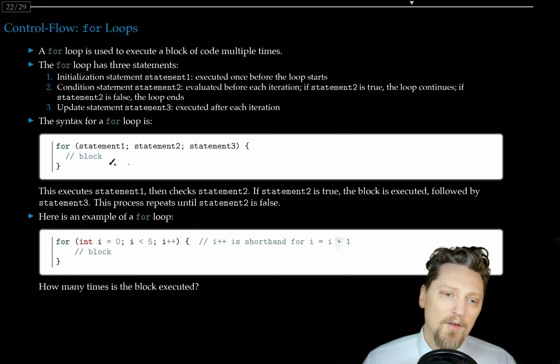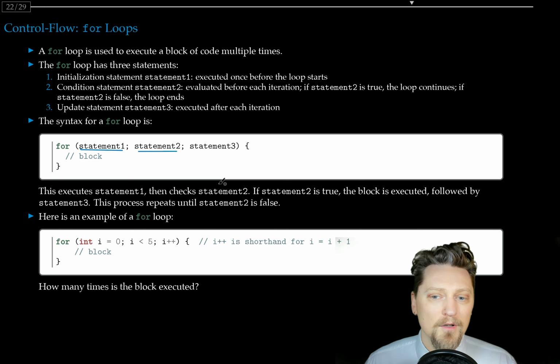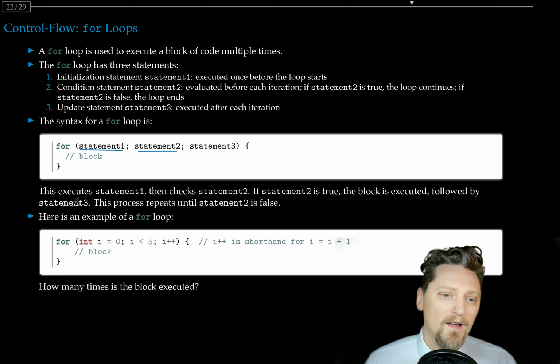So this executes statement 1. Okay, so it starts off with the initialization statement. Then it checks statement 2. If statement 2 is true, the block is executed, followed by statement 3. And then we go back to statement 2. If the condition is met, if it's true, then we run the block again.